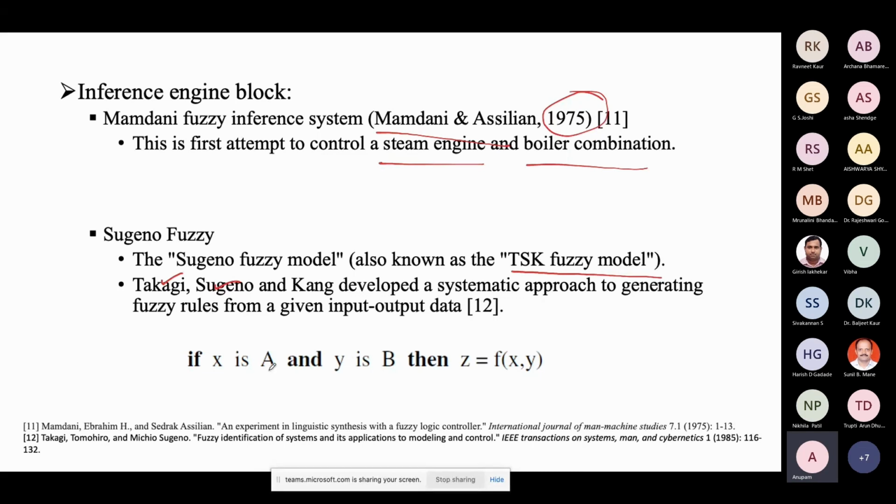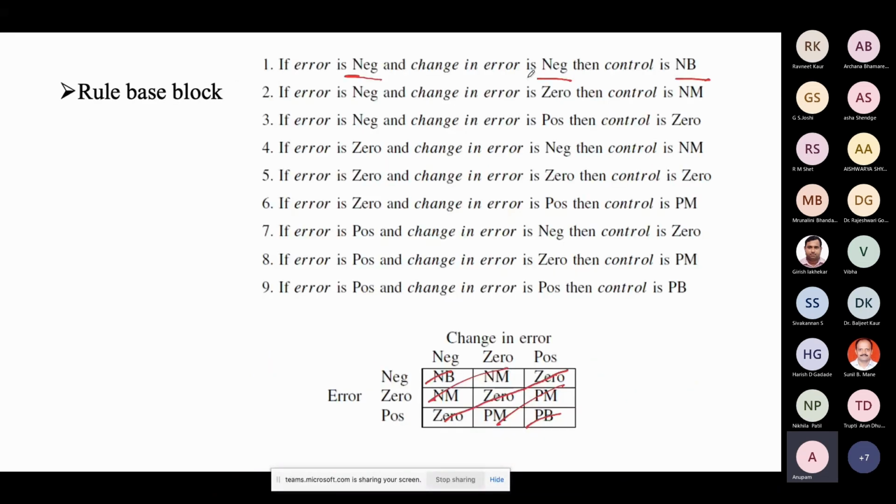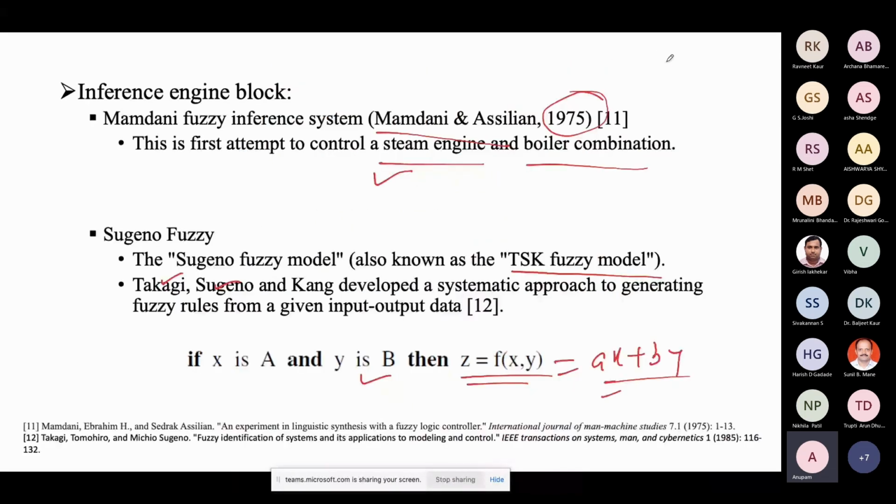So here, suppose we have two inputs, x and y. Then the output z will be a combination of x and y. Here it is a combination like ax plus by, where a and b are constants. Here it is not like that. It is a fixed value, depending upon x and y. If negative big, then the output will be negative, like we have here. We have a value, right? I will explain how it works, don't worry.